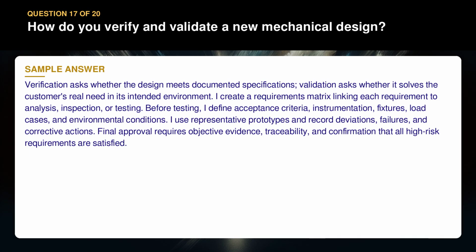I create a requirements matrix linking each requirement to analysis, inspection, or testing. Before testing, I define acceptance criteria, instrumentation, fixtures, load cases, and environmental conditions. I use representative prototypes and record deviations, failures, and corrective actions. Final approval requires objective evidence, traceability, and confirmation that all high-risk requirements are satisfied.